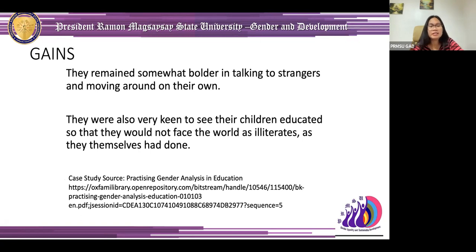Okay, so what are the gains? They remain somewhat bolder even after the program has ended; they were able to develop confidence in themselves. They were also very keen to see their children educated, so they appreciated that their children should be able to study, so that they can have a better future and earn more in the future. Okay, so that is a case study. You can look at the reference there. So that's how we analyze the impact of our extension programs.